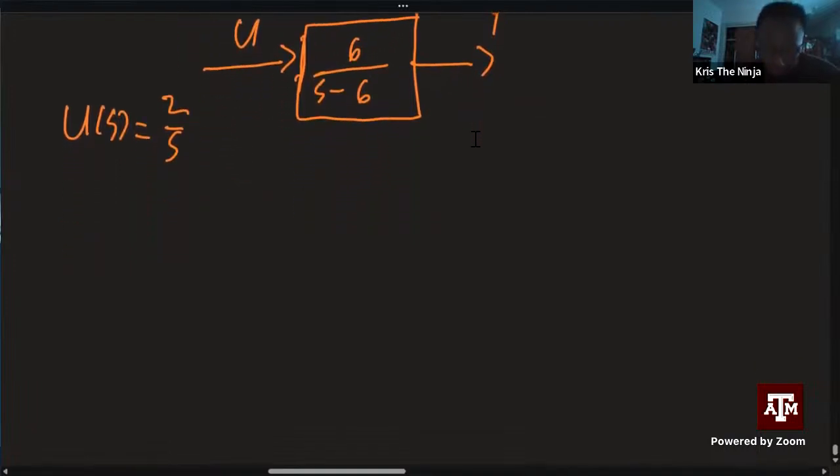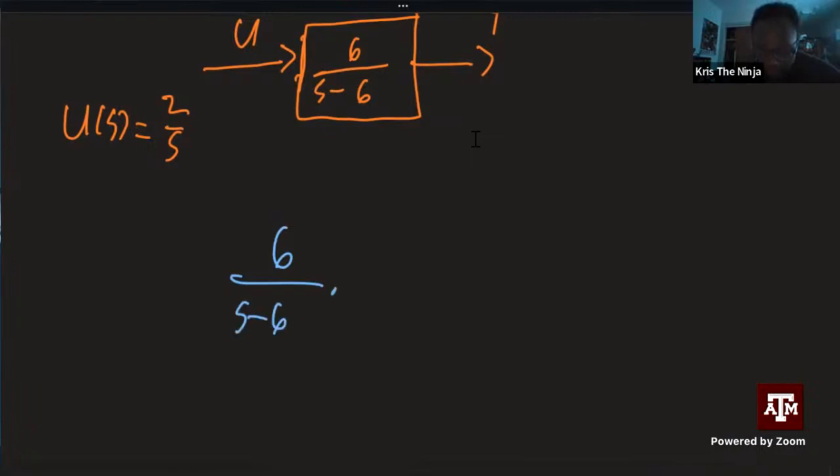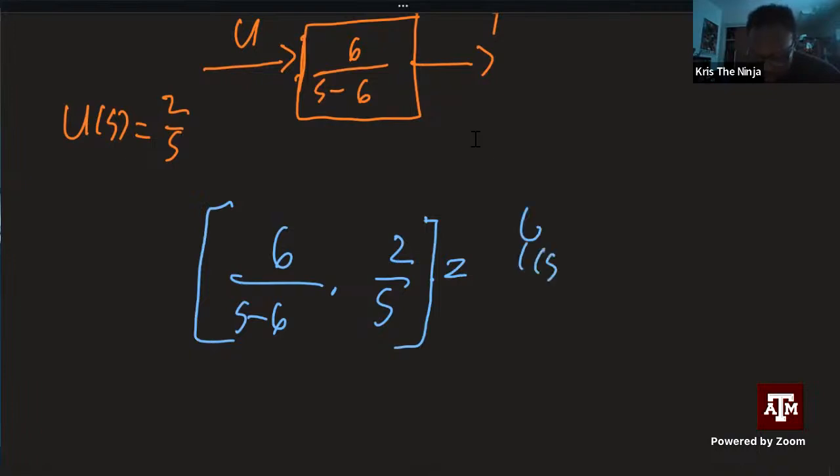So to get the final value theorem of this, we need to do 6 over S minus 6 multiplied by 2 over S, and this equals Y of S. Then we need to multiply that by S. Y of S times R of S times S, where R of S is 2 over S.